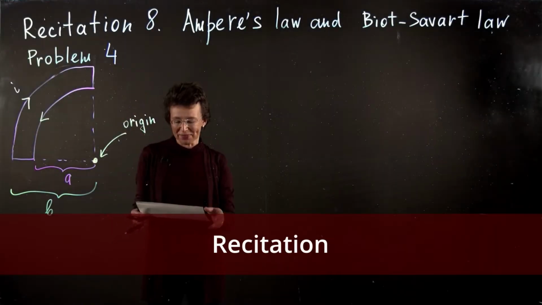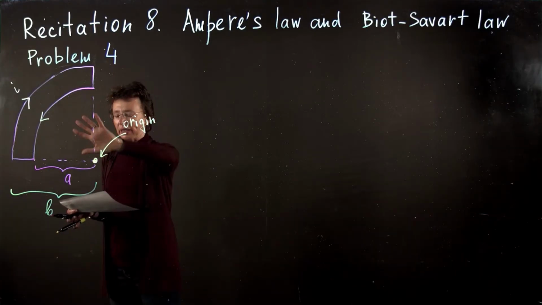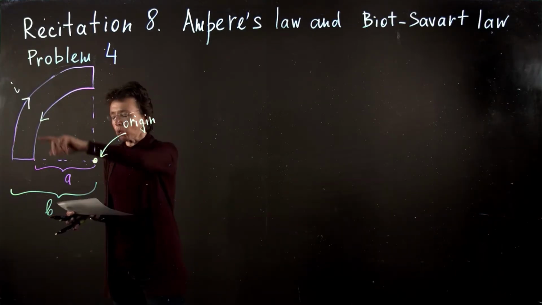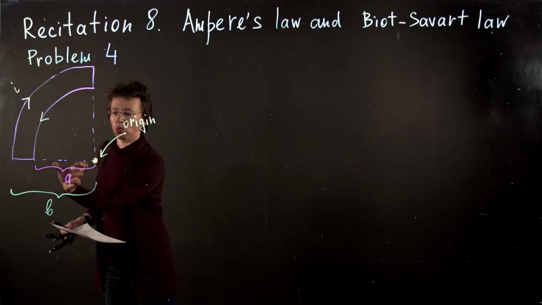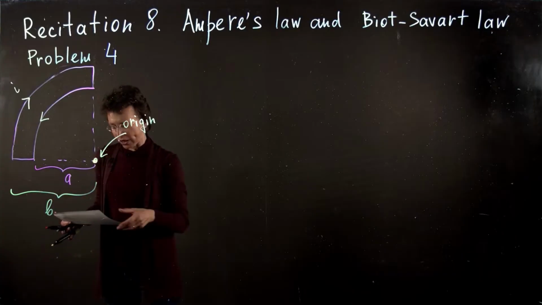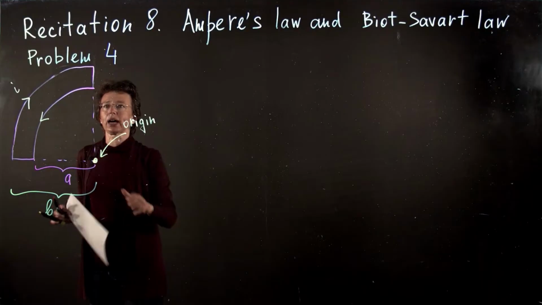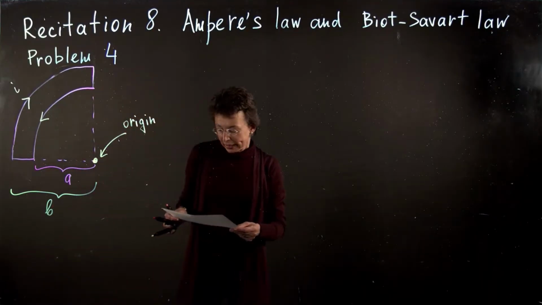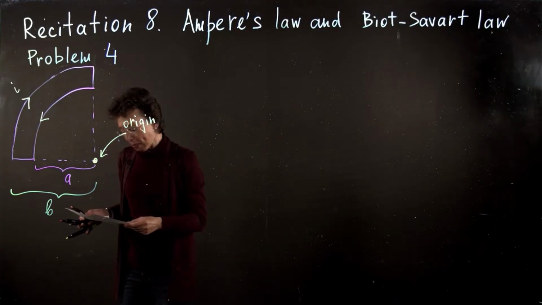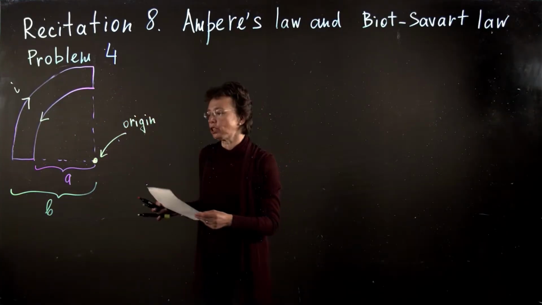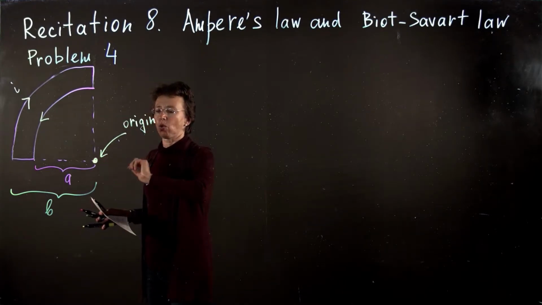For problem 4, we have a very thin wire that is in the plane of the board. This wire consists of two circular segments, one of radius A and another of radius B, and they are connected by these two segments that are along radii. There is a current I flowing in this wire. What we need to find is the magnetic field created by this current at the origin.